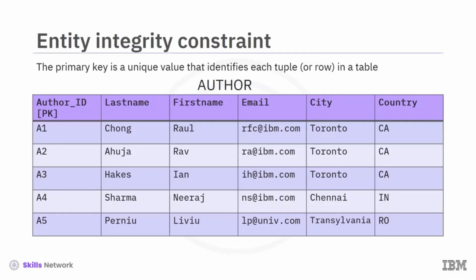For example, in the relation author, author ID is the primary key. The primary key identifies each tuple in the relation. The author ID A1 points to author Raul Chong from Toronto. If you replace the value A1 with null, you can still identify the author as Raul Chong. However, if you also replace author ID A4 with null, now you do not know which null value identifies which tuple. With the entity integrity constraint, no attribute participating in the primary key is allowed to accept null values.